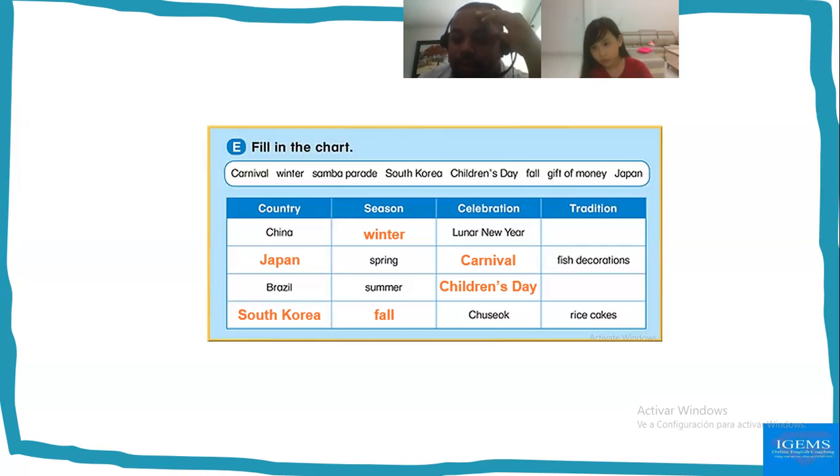Hongbao? Okay, the Chinese tradition is, remember, never forget it, to give money. A gift of money. That is correct. And what is the Japanese tradition? Fish decorations. Fish decorations, that is right.